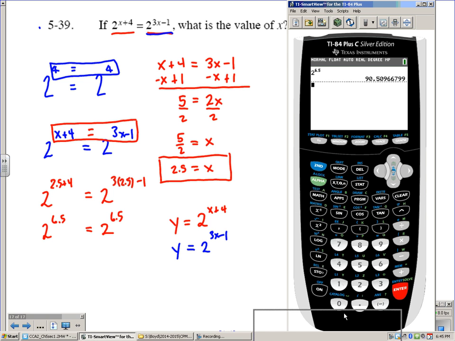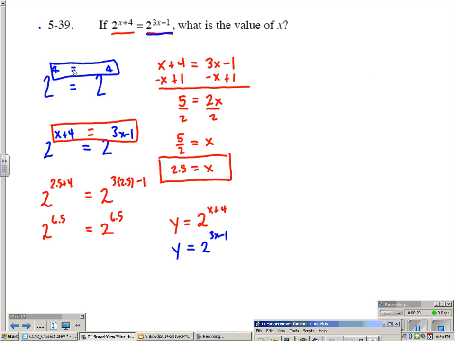All right, so I just wanted to make sure you have the opportunity to learn how to use that calculator a little bit more. This is problem 5-39. This is Mr. Boyd. Hope that this video has helped you out. Once again, our answer, x equals 2.5. Good luck.